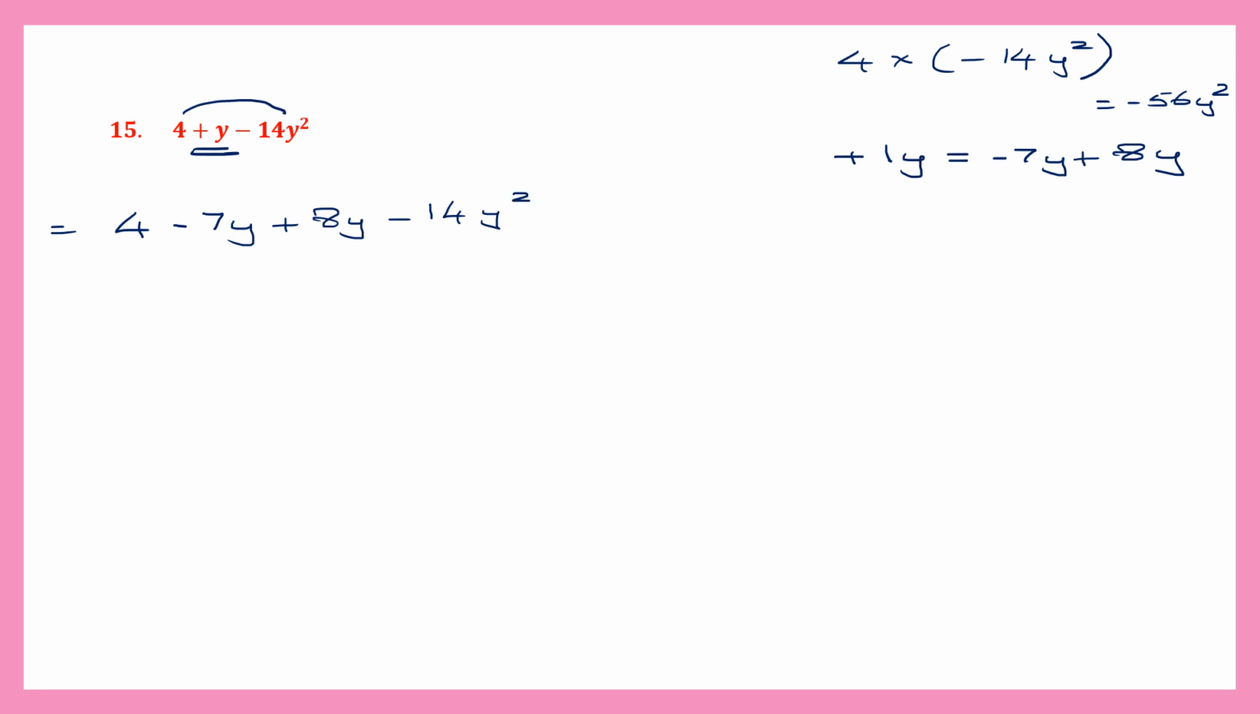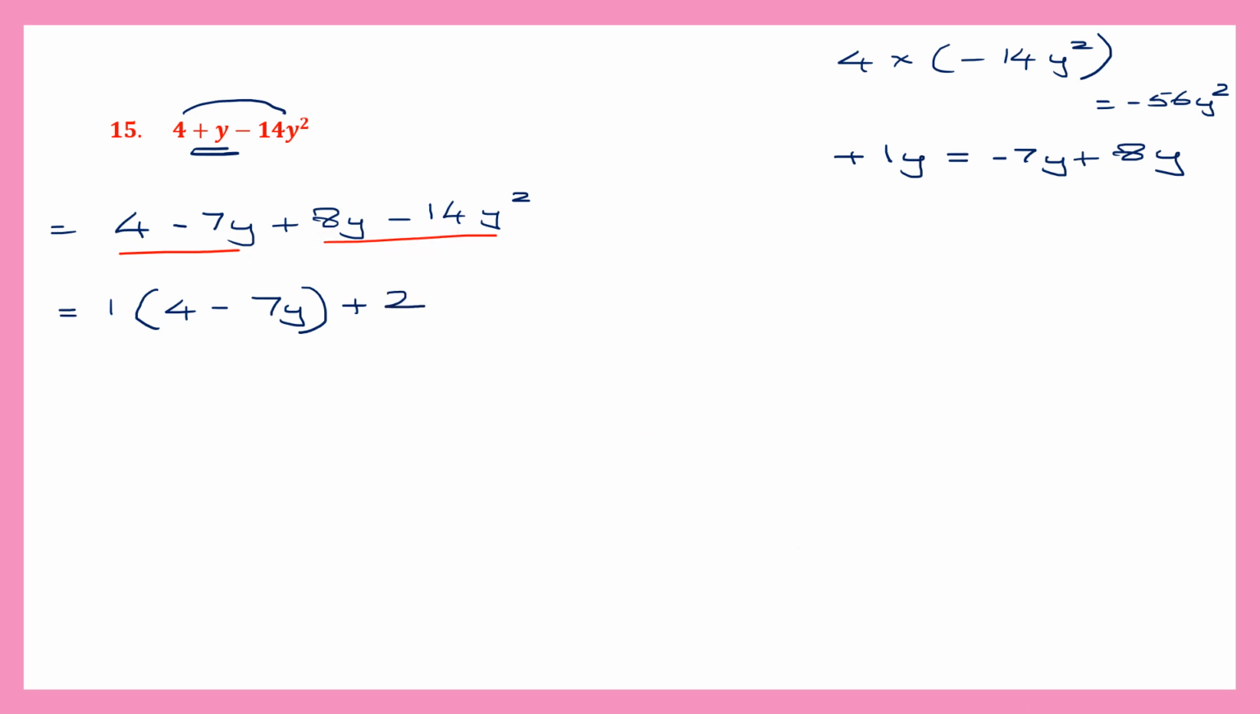Now again take the first two terms and the next two terms. Here, as you can see, there's nothing common, so I'm going to write 1. 1 into 4 minus 7y. Plus, now let's move to this one. Here we have 8 and 14. Here I can take out a common one. What is common? 2. Both 8 and 14 are divisible by 2.